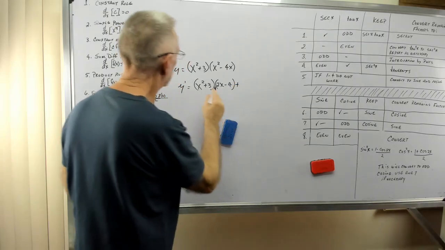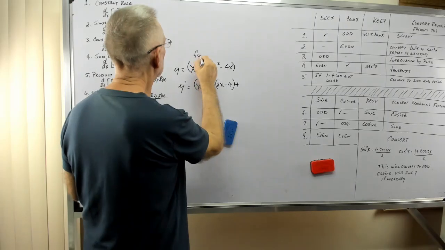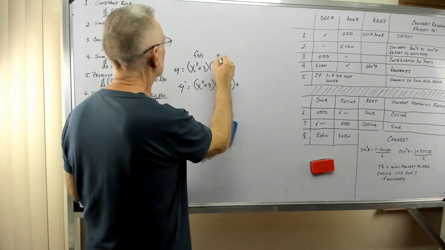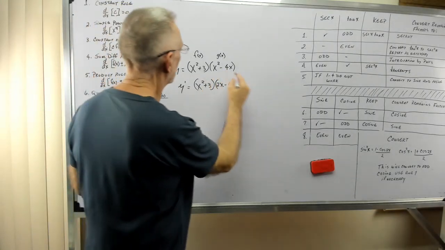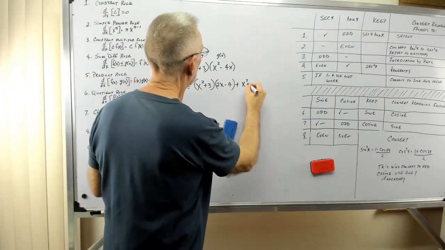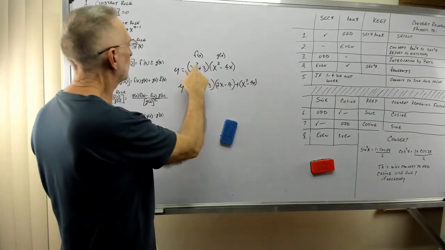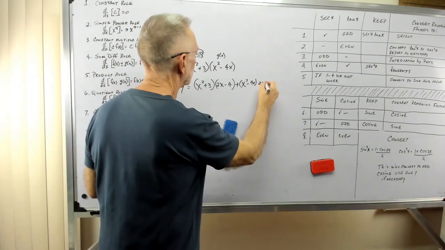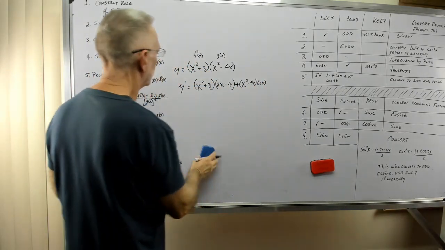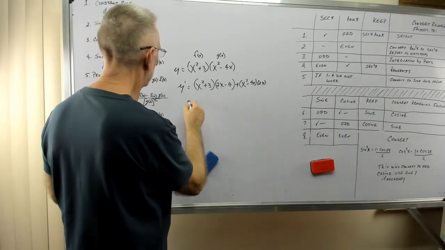Plus the second function, g of x. I should have labeled these. This is what we're calling f of x, and this is what we're calling g of x. All right, plus x squared minus 4x times the derivative of the first one, 2x to the first power, just 2x. Okay, now we can FOIL this out.